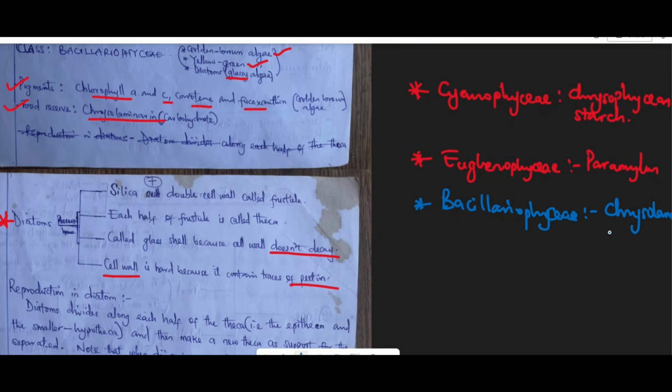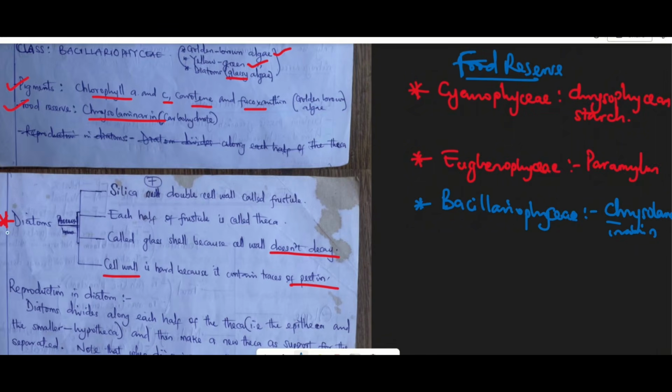chrysolaminarin. Now, when an examiner asks you to write about each class of algae, you talk about whether the class of that algae has some order. After the order, you talk about the characteristics, then you talk about their nutrition, then their food reserve, then their reproduction. If there is something special about a member of that group, you talk about it, like we picked diatom as a special member of Bacillariophyceae.